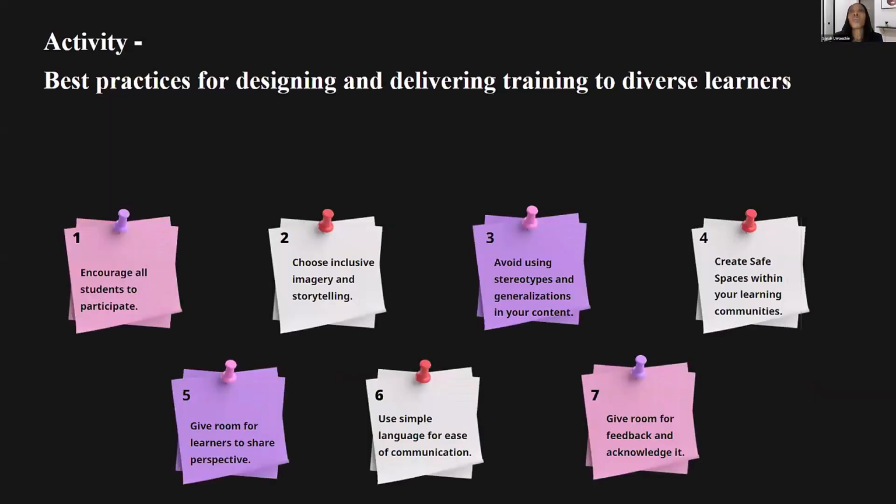So we'll move on to another bit of activity. I would like to get everyone's attention here as well. Basically, we'll be sticking to best practices for designing training materials or delivering training to diverse learners. I'm sure that we've mentioned some of this in the course of our conversation. So, how do you start your journey of accessibility and inclusivity?